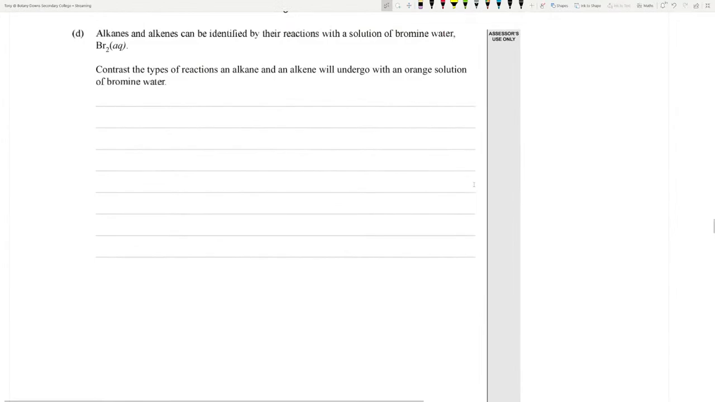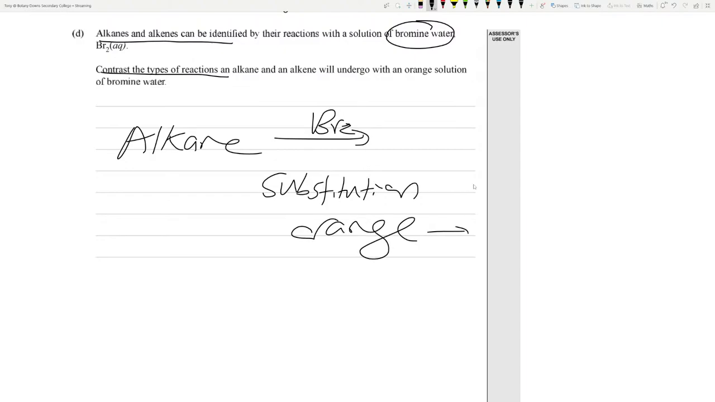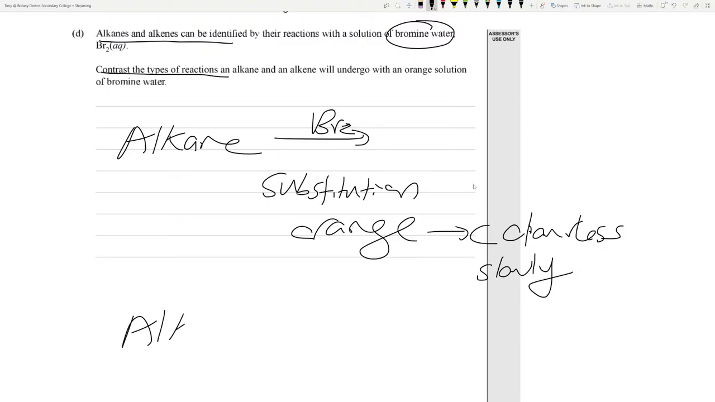Okay, next one, alkanes and alkenes. So here we go. Alkanes and alkenes can be distinguished by bromine water. So we compare the type of reaction. Remember, alkane with bromine water is a substitution reaction, and it goes from orange to colorless very, very slowly, whereas if you go from alkene with Br2, you make an addition reaction, and this is very, very fast.